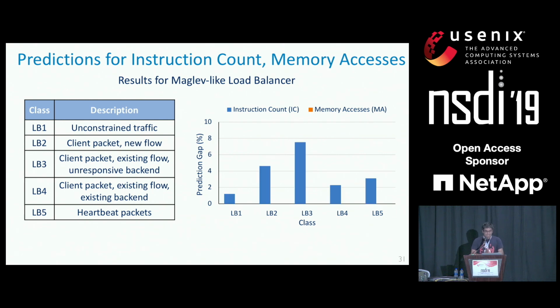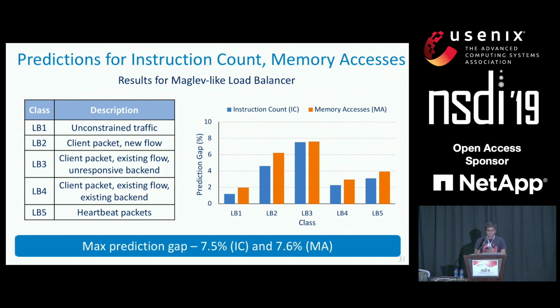Here are the results for the instruction count. As you can see, irrespective of the packet class, the prediction gap is less than 8%, and the results for the memory accesses are similar. In fact, the maximum prediction gap is 7.5% for the instructions and 7.6% for memory accesses. And the results for the other NFs are similar, and you can find them in the paper.